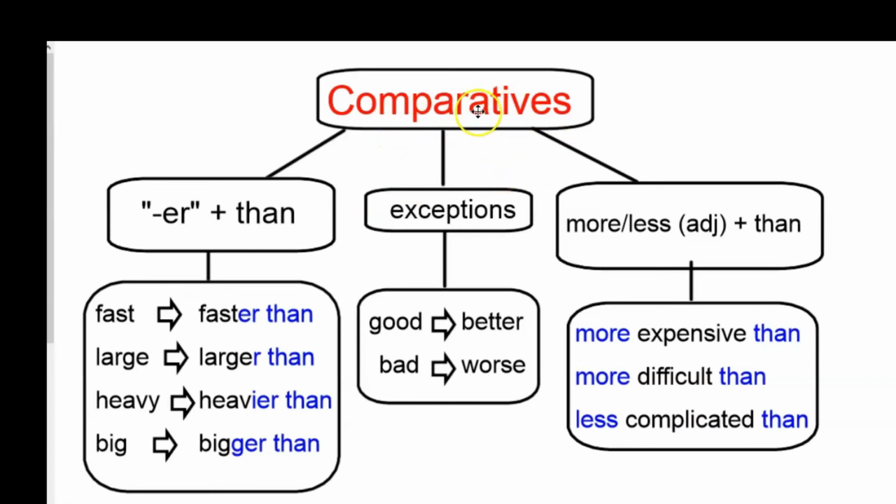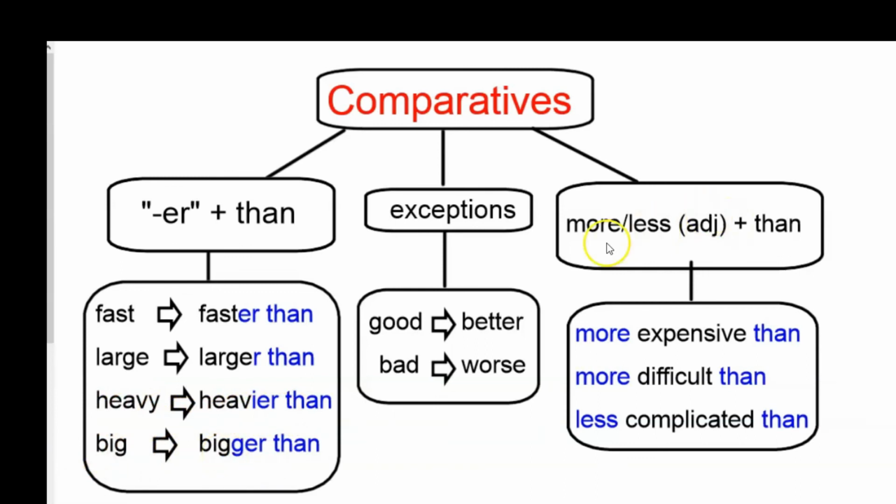So when using comparatives, you have two options, short words or long words. For short words, we need er plus than. Examples: fast, faster than; large, larger than; heavy, heavier than; and big, bigger than.